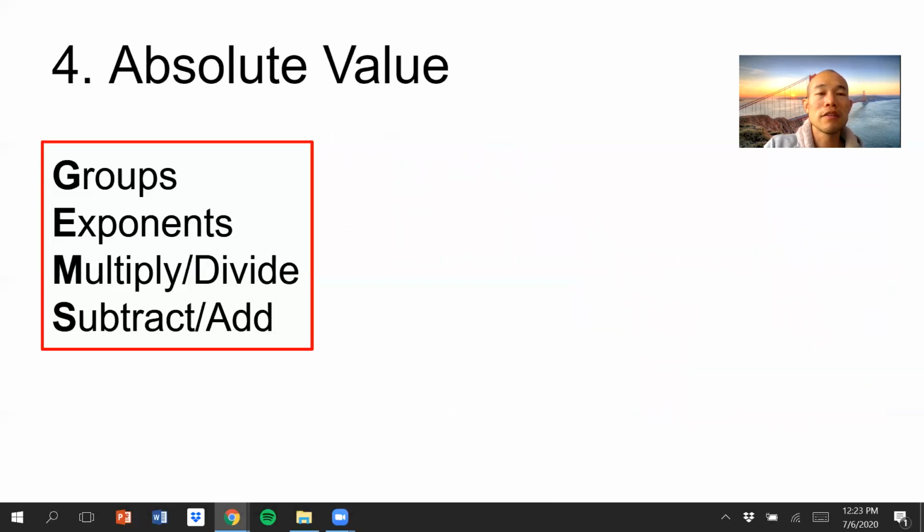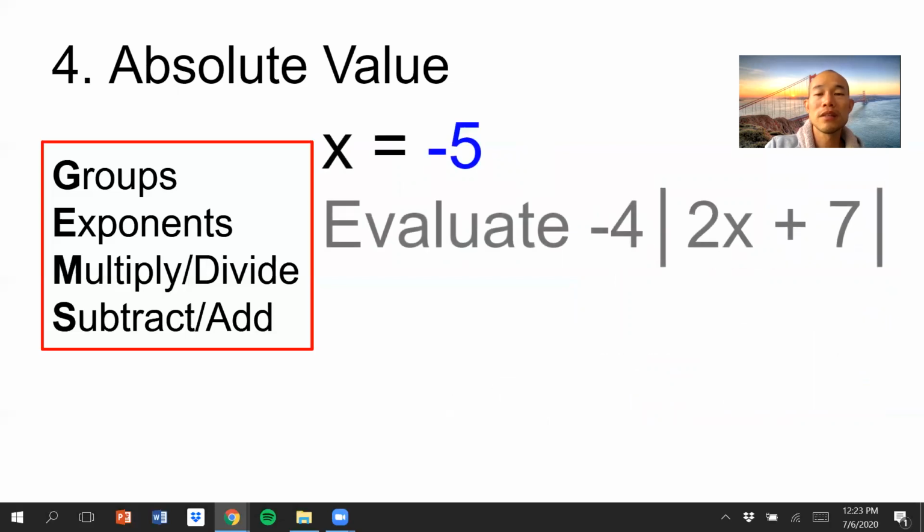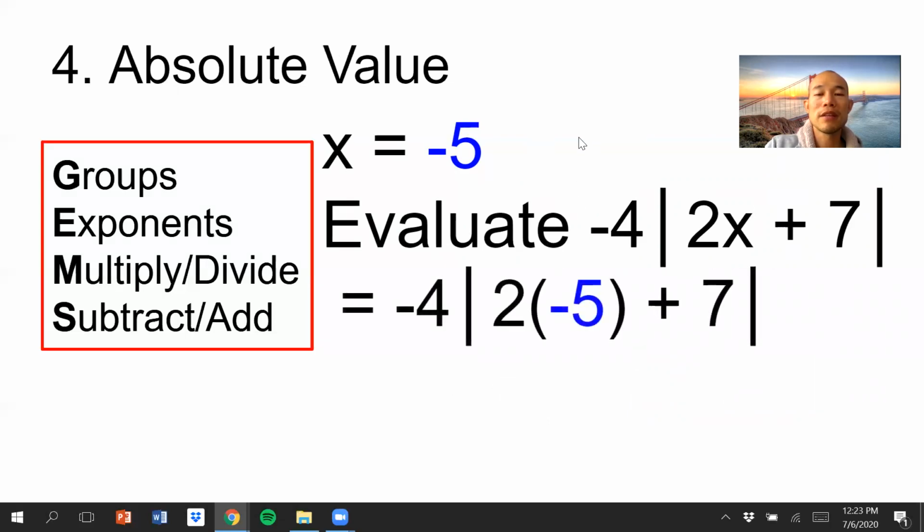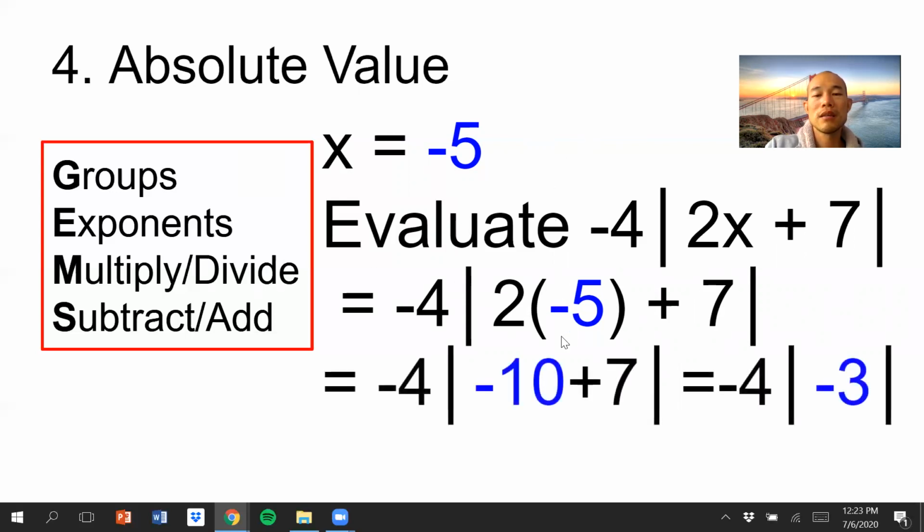Last, let's go over an absolute value example. X is still -5. We're going to evaluate -4 times the absolute value of 2x plus 7. Let's substitute that -5 in. We're going to do the groups first, which is inside the absolute value. 2 times -5 plus 7. Are we going to multiply or add first? We're going to multiply first. 2 times -5 is -10. Add that to the 7, and we get a -3.